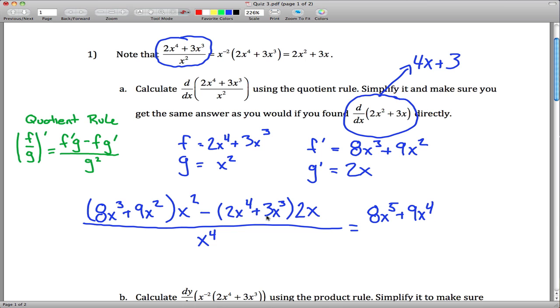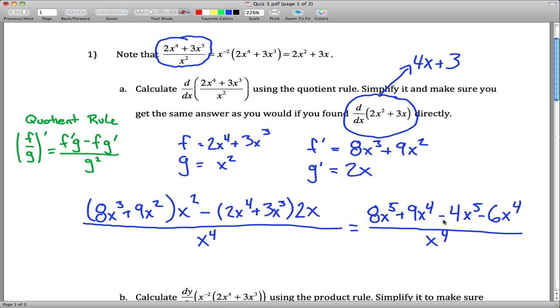And then we want to subtract, so distribute this 2x through. 2x times 2x to the 4th is 4x to the 5th. And then be careful, make sure you subtract here. We're subtracting all this stuff. 2x times 3x cubed gives you 6x to the 4th, so we've got minus 6x to the 4th. A mistake I saw a few times was leaving that as a plus. And that's all over x to the 4th.